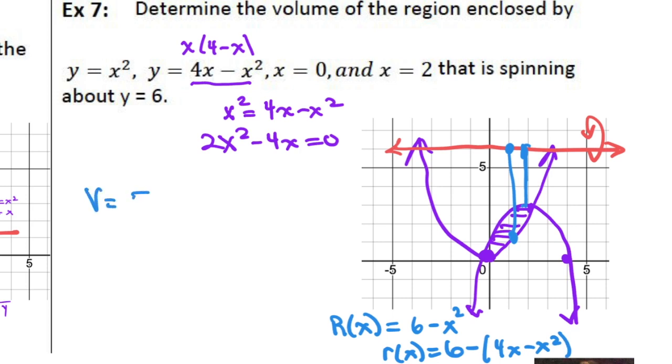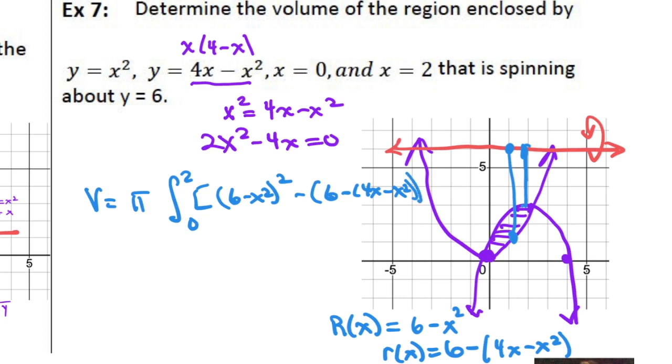The volume is going to be equal to pi integral from 0 to 2, quantity big R of x, so that's 6 minus x squared, squared, minus little r of x, which will be 6 minus the quantity 4x minus x squared, and all of that squared. Don't forget dx. Use a calculator to integrate. Make certain you know how to use your math fraction button on your calculator. And I like to see pi in a problem, but that's up to you.